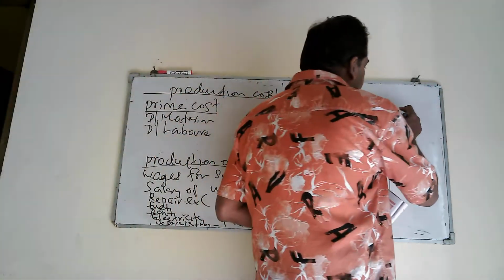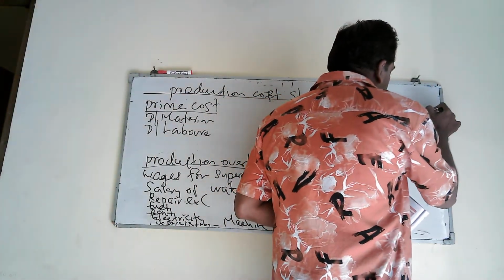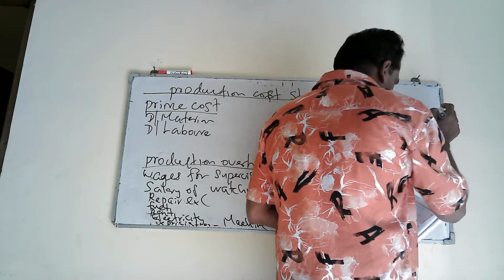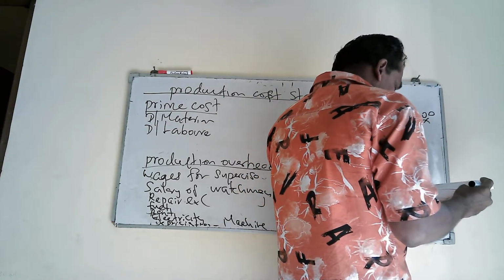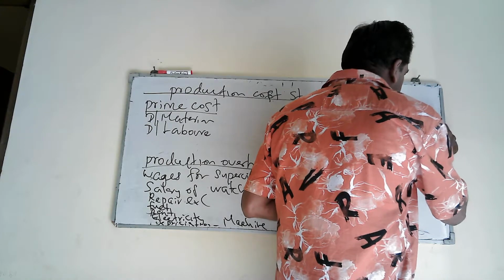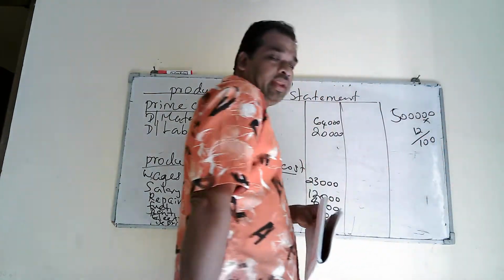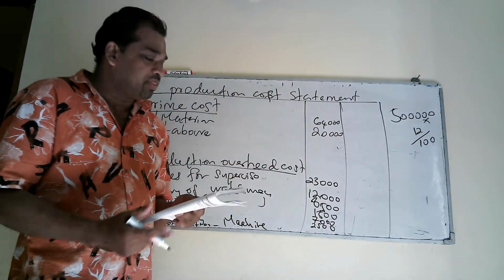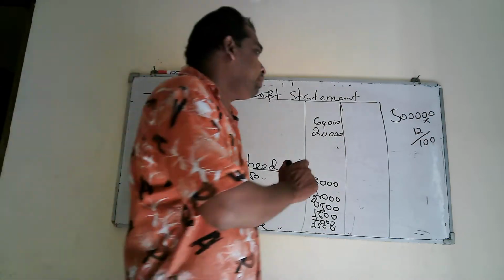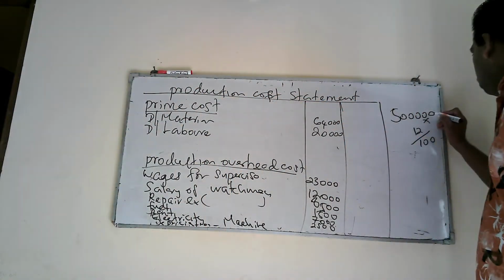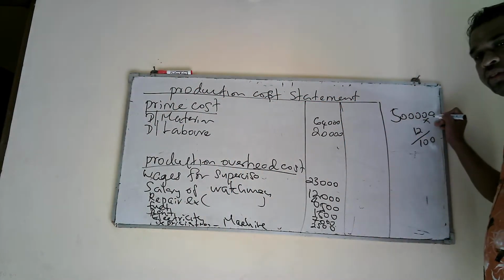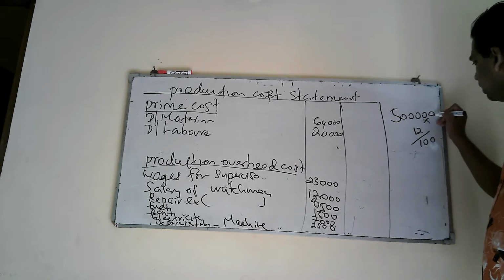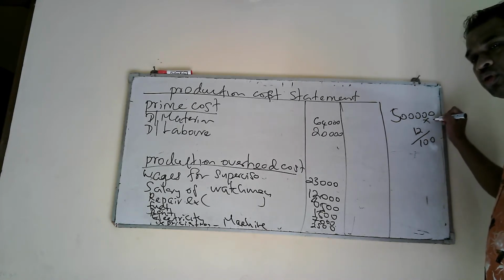Here the machine value is 500,000. Then you take 12%. You can take just 12%, right? You can take just 12% from 500,000. If you want to take 10%, you just remove 1 zero.